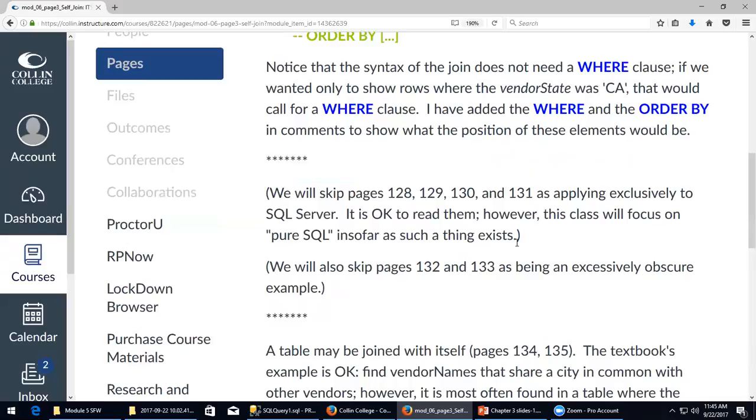Sometimes it will be necessary to join a table with itself. That happens. Okay, for example, when would I join a table with itself? I would have a table join vendors, comma, vendors. Now, in that case, I would have to alias the tables. When might I do that?